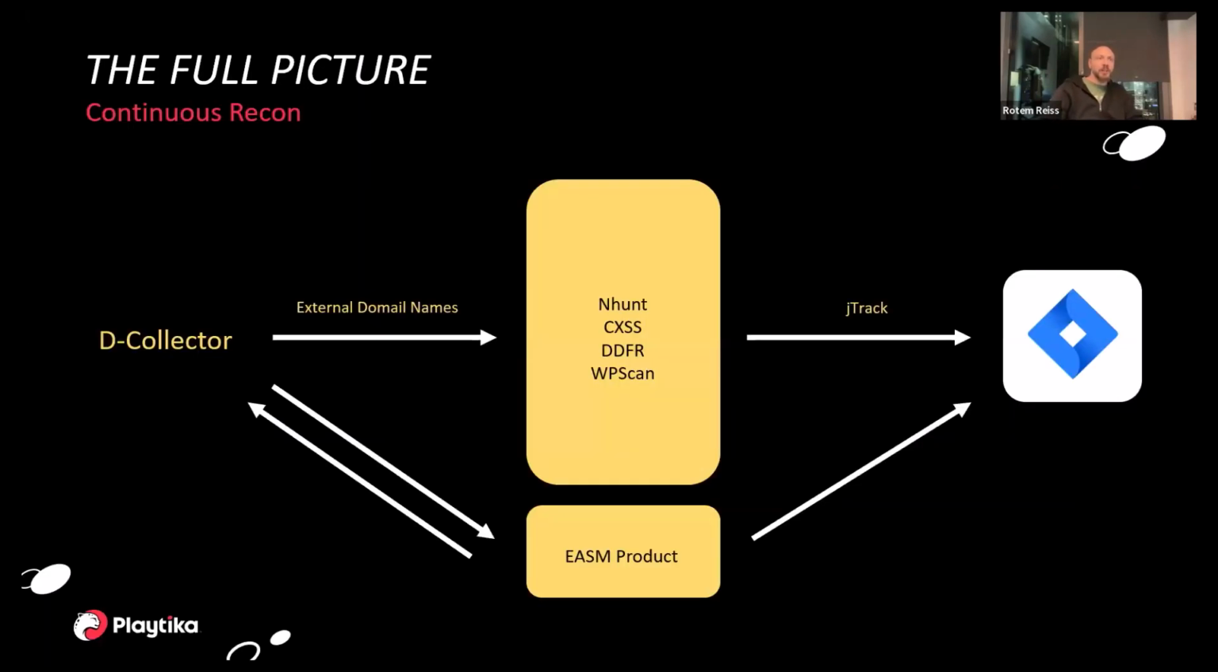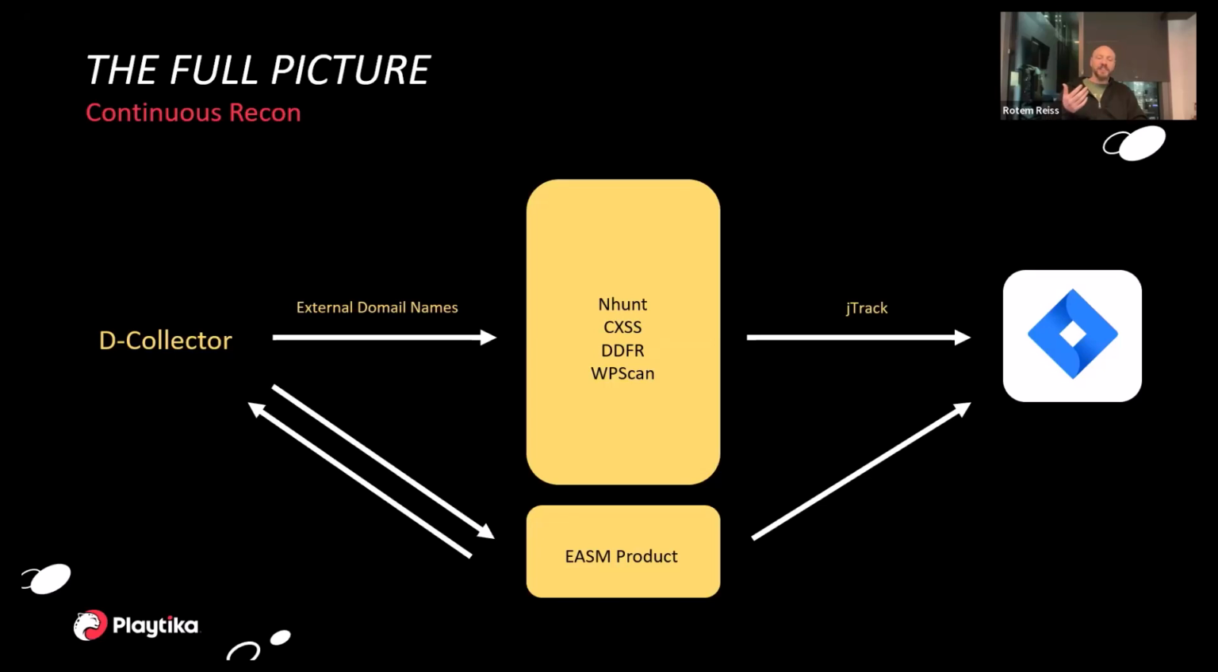Now, let's take a look at the whole picture for a sec. We call all the stuff that I just mentioned continuous recon. It starts with the collector that gets all the domain names, and then we take only the external domain names. We scan them with various tools like Enant, CXSS, DDFR, and WP Scan. Then we open Jira tickets if we found something.